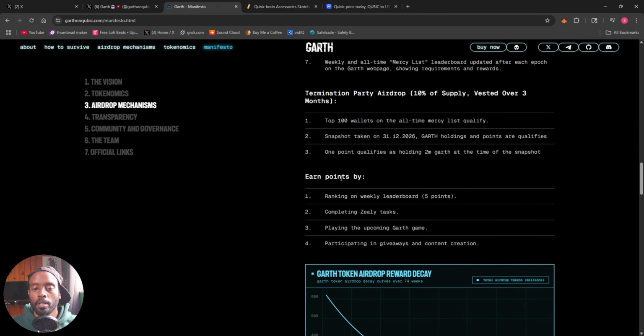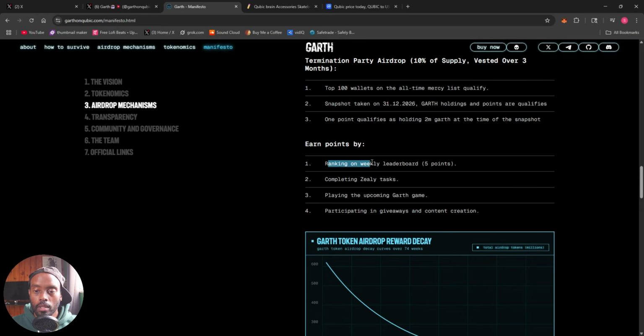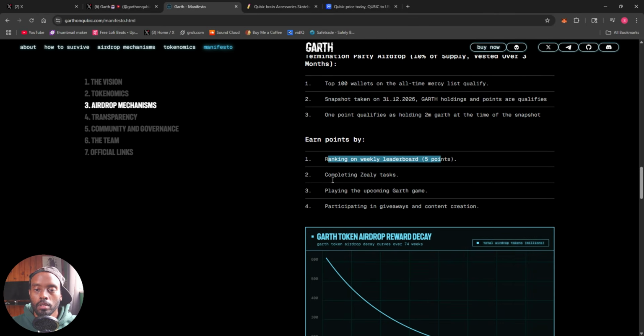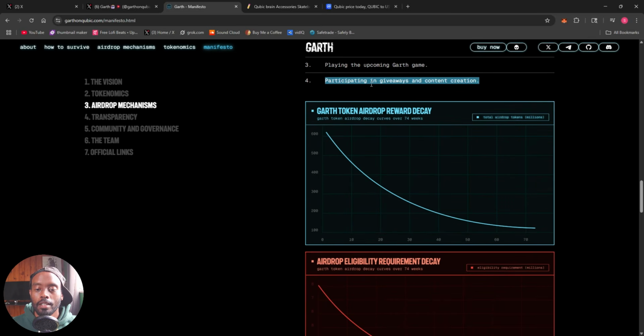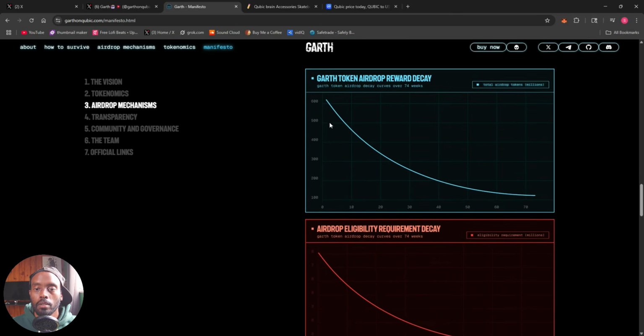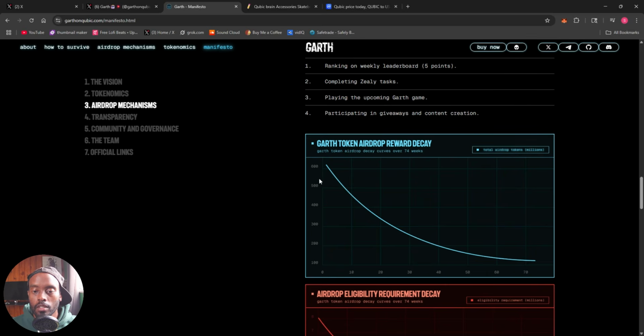Earn points by ranking on the weekly leaderboard, 5 points. Completing Zilly tasks, engaging. Playing the upcoming Garth game. Participating in giveaways and content creation. Gotcha. Alright. Garth token airdrop reward decay. It's a smooth curve. That's a good bike hill.